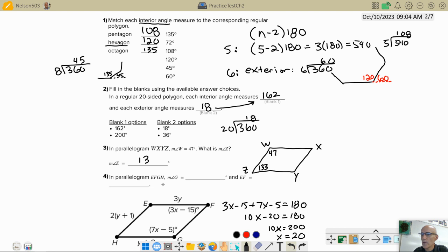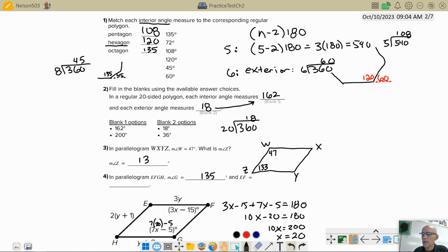So did they want X? It says, no, they want G, how big G is. So I take my 20 and I put it right there. So 7 times 20 minus 5. Let's see, that's 140 minus 5 is 135. So G should be 135.